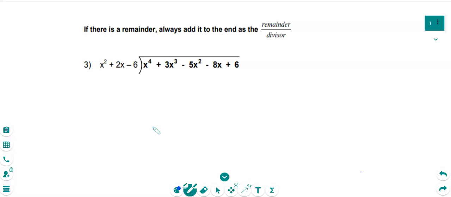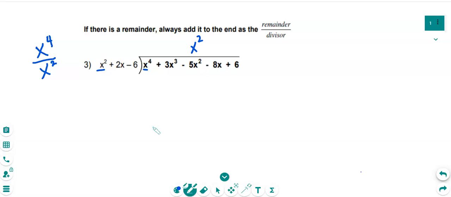So let's start. X squared, we're going to take that term and see how many times it divides into x to the fourth. And another way of thinking of it is writing it as a fraction. Usually when students write it this way, they get it correct. So x to the fourth divided by x squared is going to be x squared. And I'm going to write it over the x squared term.